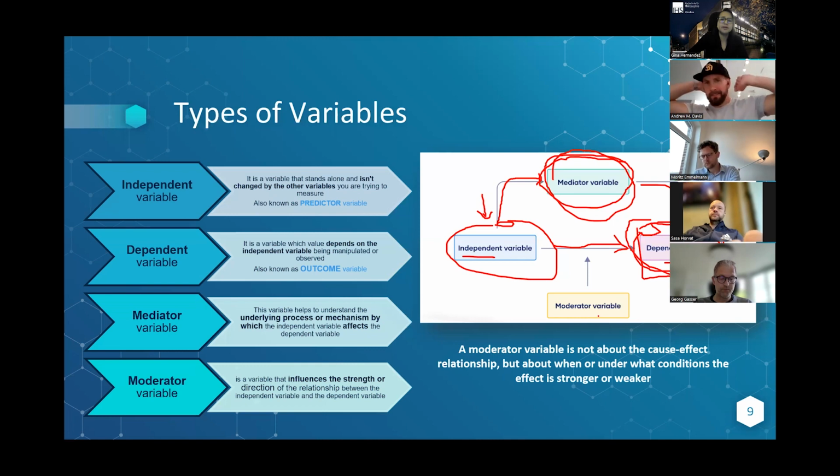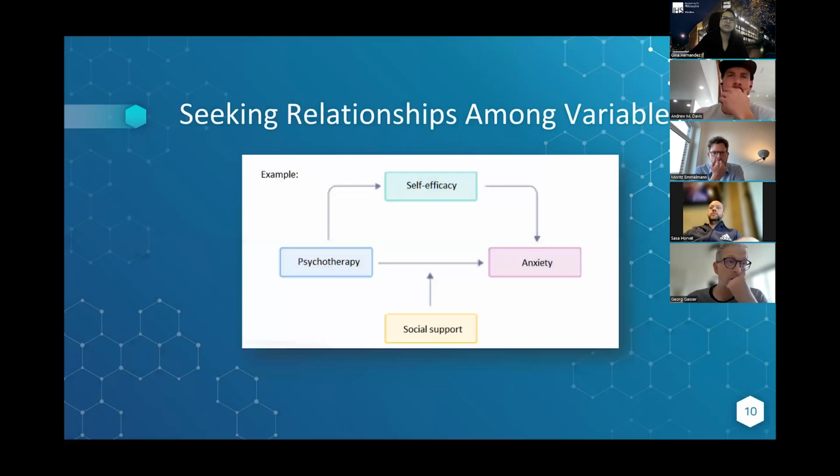And the moderator variable is just telling you about the strength or the direction of the influence of the independent variable on the dependent variable. So the mediator variable will explain why the change is happening, but the moderator variable can only tell you about the conditions in which the effect that you are observing is stronger or weaker. Okay? This is very important for you to understand a little bit more.